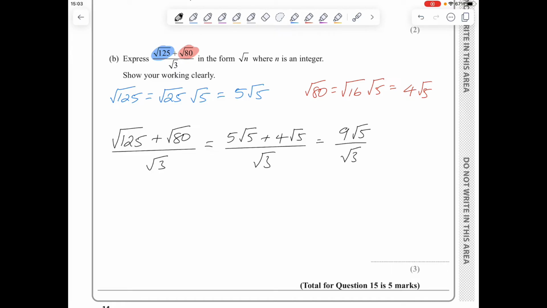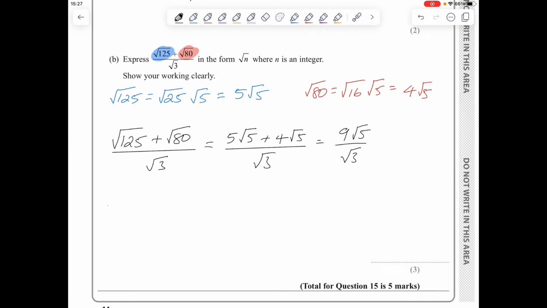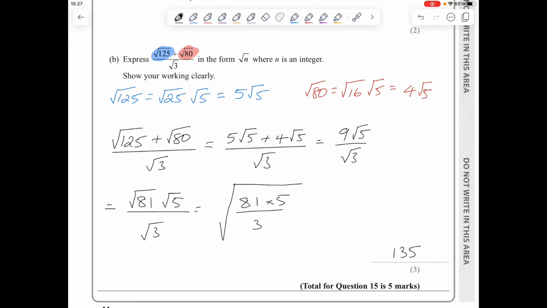And now I have to put everything together as a single root. So I'm going to write the 9 as square root of 81. I'll keep the other two the same. And now I'm going to put everything under a single square root. So 81 times 5 over 3. Do this calculation and you get 135, and don't forget the square root.